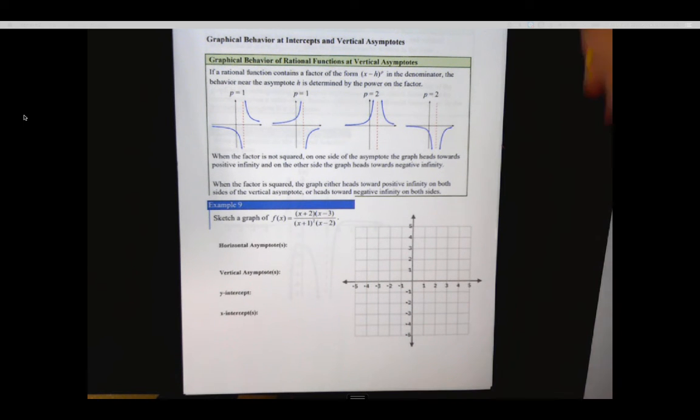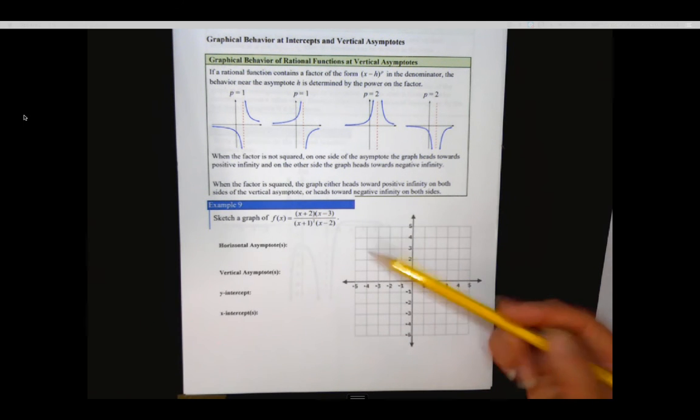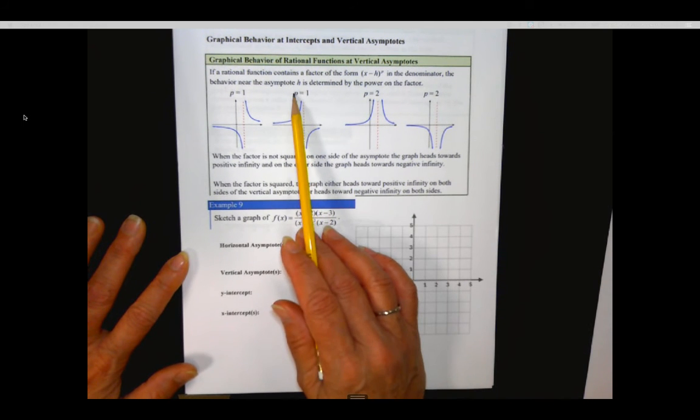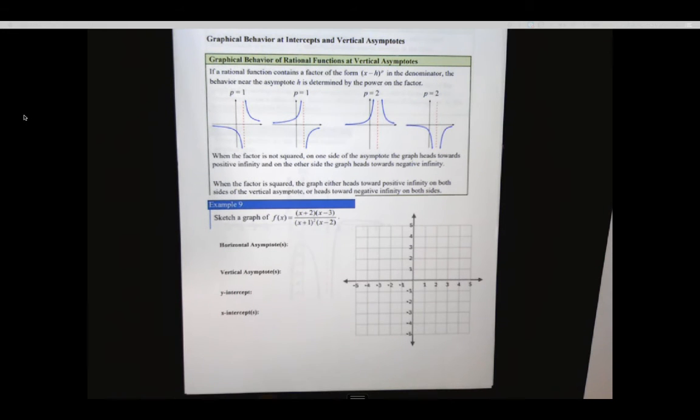Okay, so in this section, what we're going to talk about is the graphical behavior of intercepts and vertical asymptotes, because what we want to do is be able to sketch the graph without just having some information and looking at this. So you can find these notes in the textbook, and I have that link on the assignment page for this week, for this particular assignment as well.